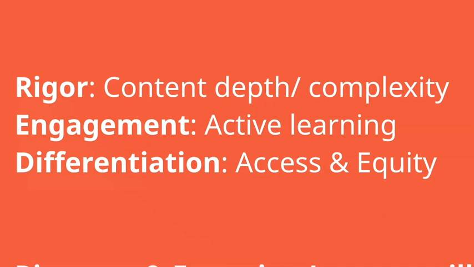Collaborative structures. Differentiation. How do we provide equity and access to rigorous content for all students? Ways to tailor instruction, not necessarily individualize instruction, but tailor our instruction to consider whole group, small group, and individual choices that provide greater access to rigorous content for students.